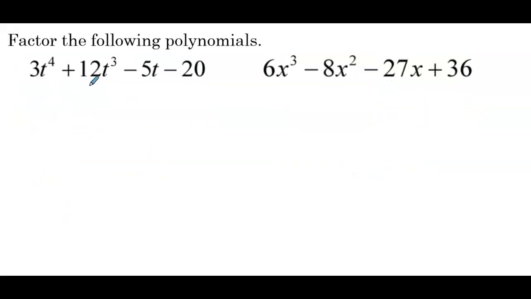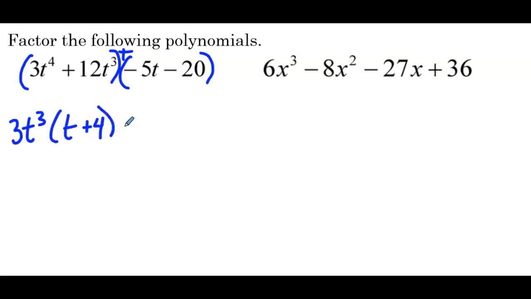3t to the 4th plus 12t cubed minus 5t minus 20. Okay, so we're going to group the first two terms together and the second two terms together. I'm going to put a plus sign there just because we want to make sure that we understand we're adding the two terms together. Greatest common factor of the first two terms is 3t cubed. That leaves t plus 4.